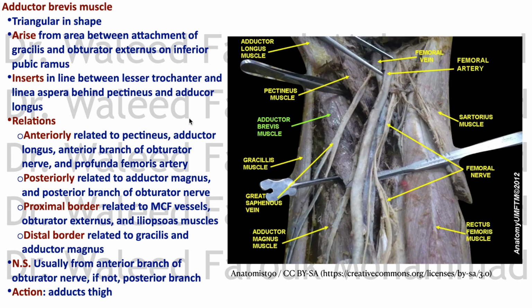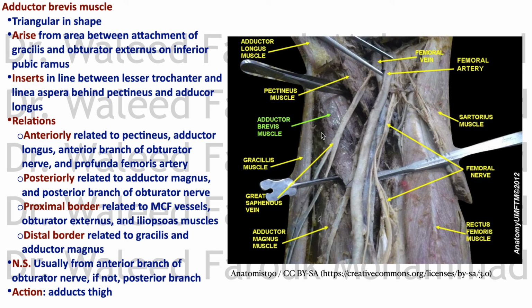The adductor brevis muscle is triangular in shape. This is the adductor brevis muscle. Brevis means short or small. It arises from the area between the attachment of gracilis and obturator externus on the inferior pubic ramus. It inserts between the lesser trochanter and the linea aspera.